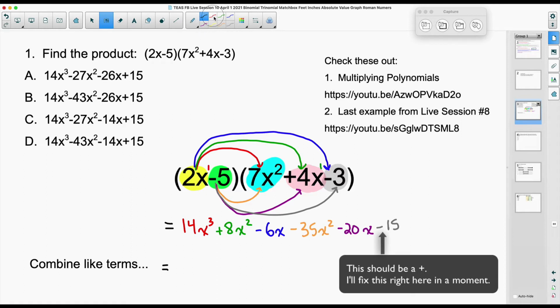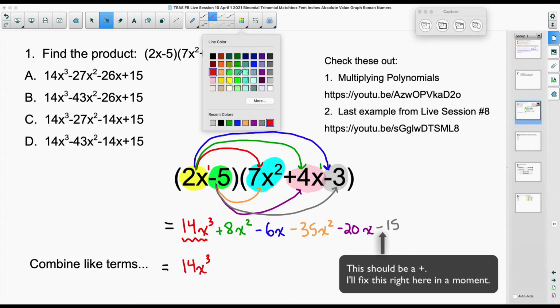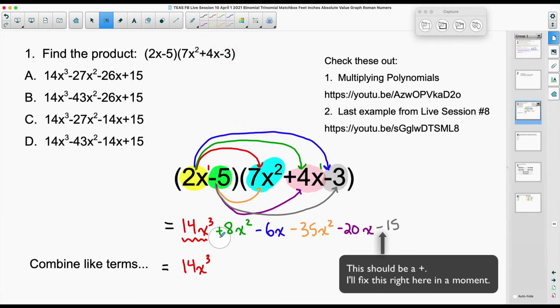And what is a like term? If we look at this x cubed term, I don't see any more x's getting raised to the third power. No more up here. So I'm going to bring that down as part of my answer. Moving on to the next one. Let me just change the color here. So I see an 8x squared and I see a negative 35x squared.